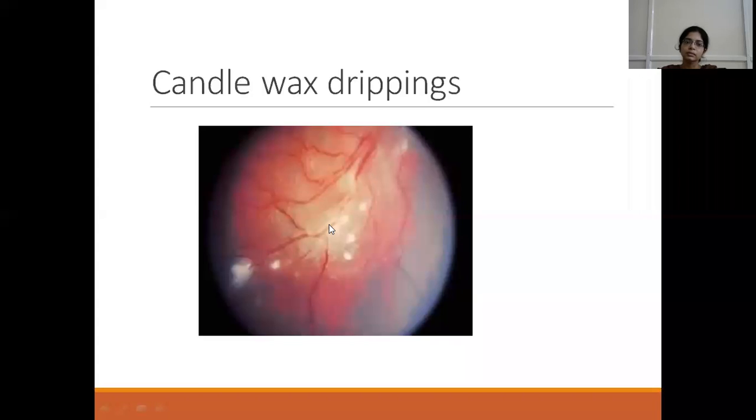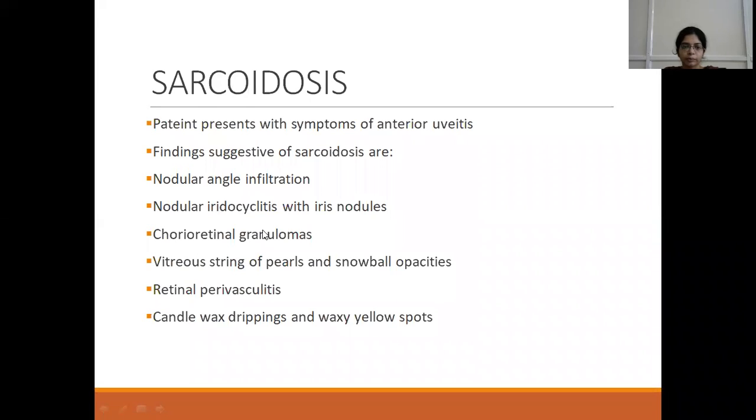Please remember, sarcoidosis involves anterior uveitis, intermediate uveitis, and posterior uveitis. Anterior uveitis is granulomatous type. Intermediate occurs, posterior occurs, and the most significant sign is candlewax drippings due to retinal perivascular sheathing. That is what you have to remember. That's it.